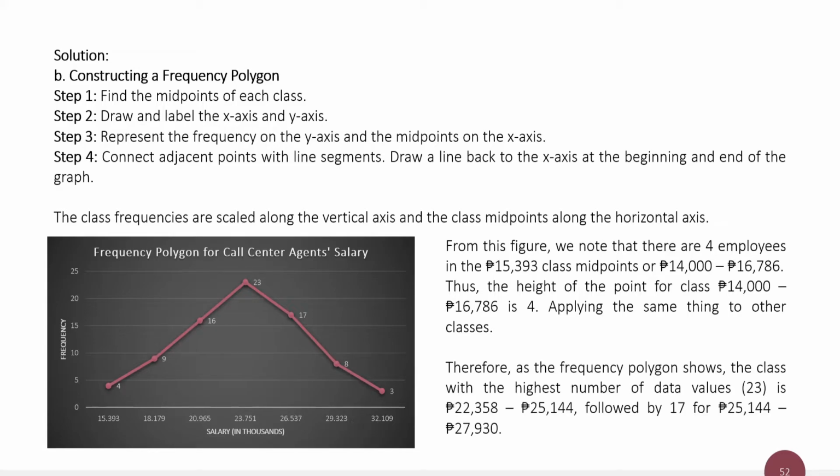So therefore, as the frequency polygon shows, the class with the highest number of data values, which is yung 23, so kitang-kita kasi siya yung nasa peak, is 22,358 to 25,144, followed by 17, okay, for 25,144 to 27,930. Okay, so next.